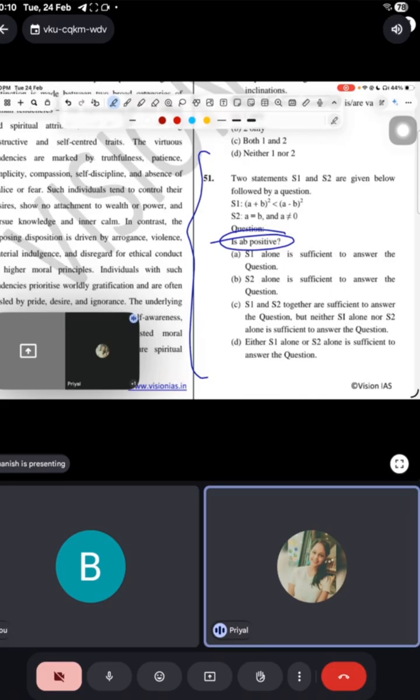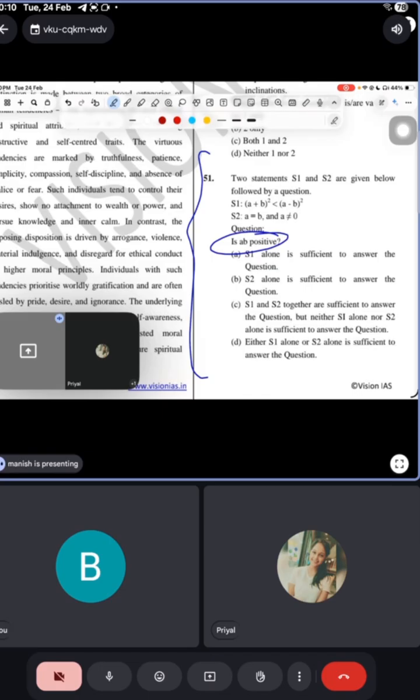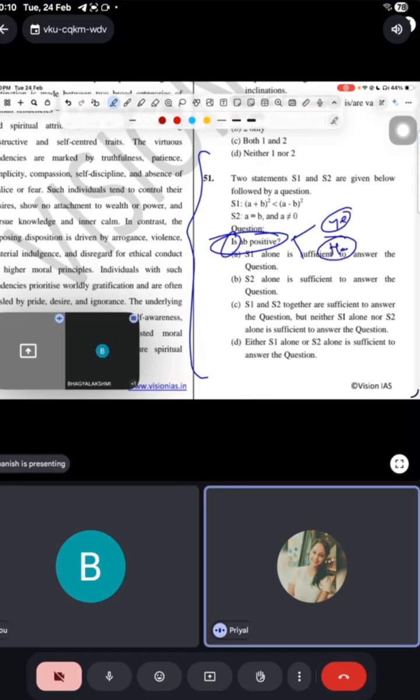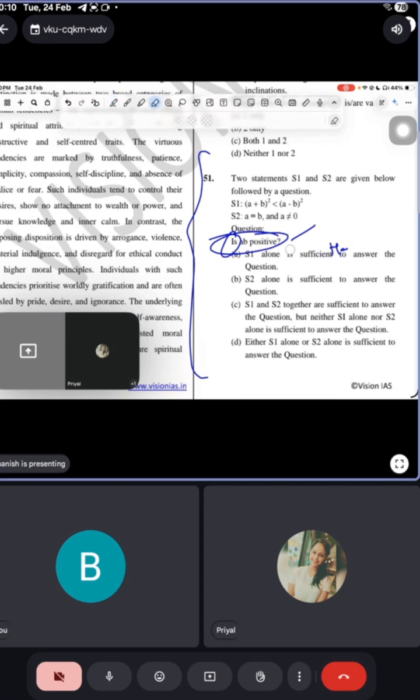And they have given the statements, and we have to prove which one is sufficient. So guys, when there is a word like "is ab", I told you the answer can be both, yes or no. But I want a definite answer. Let me tell you, I want a definite answer.